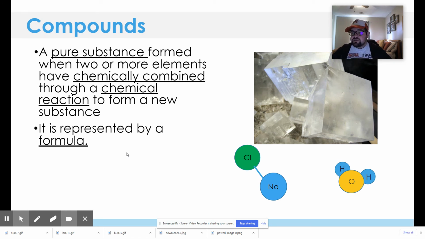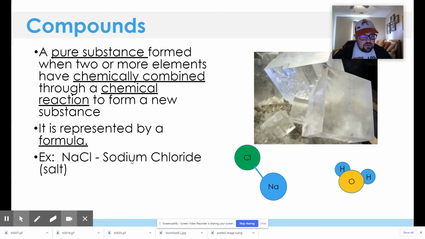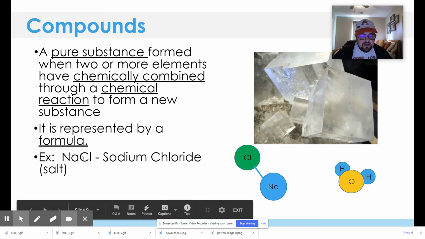Sugar is a compound. It has carbon, hydrogen, and oxygen. It's represented by a formula, and this is an example of that. You have the first element and the second element, and they're listed in a formula, which we'll go over more as our unit goes on. This is actually table salt.